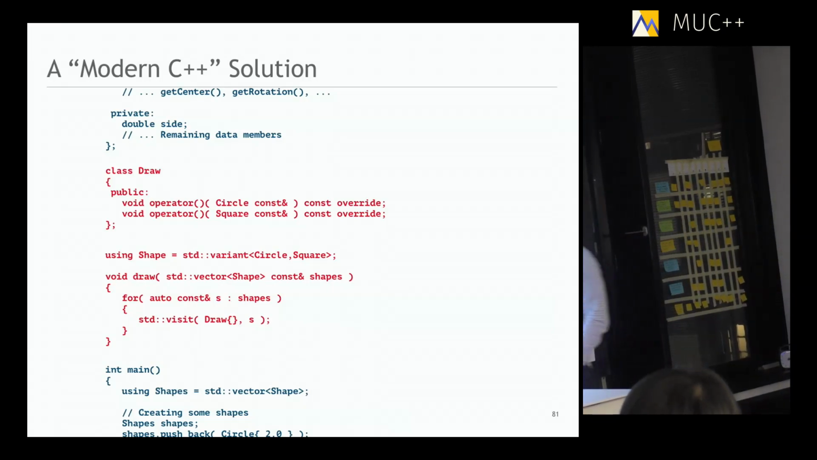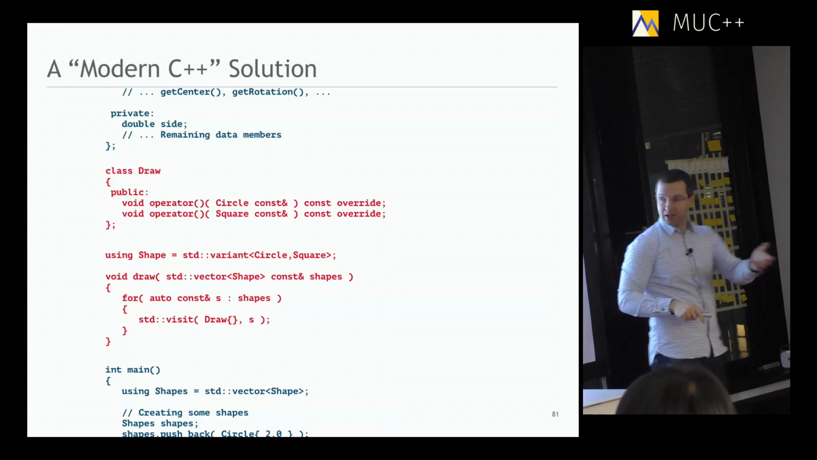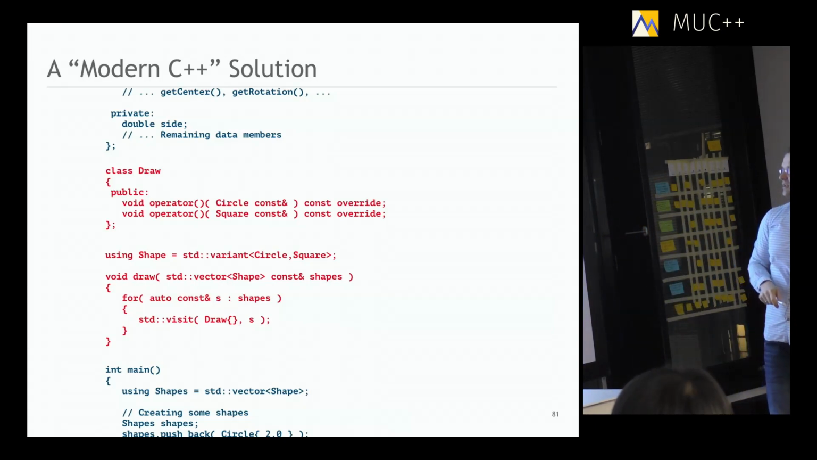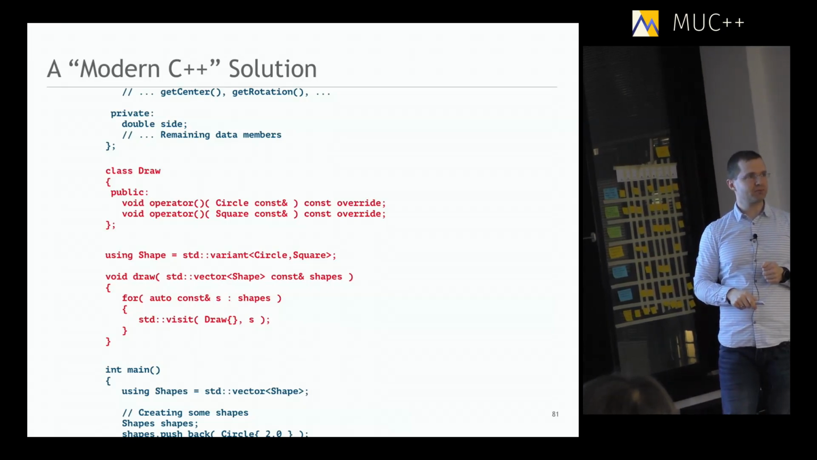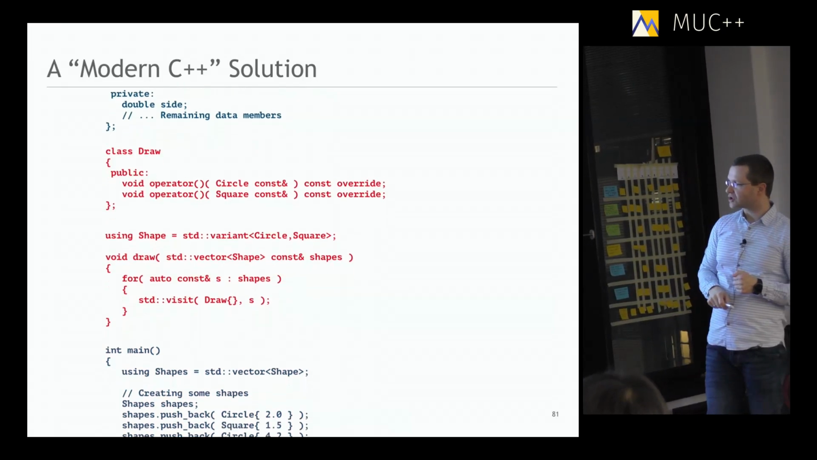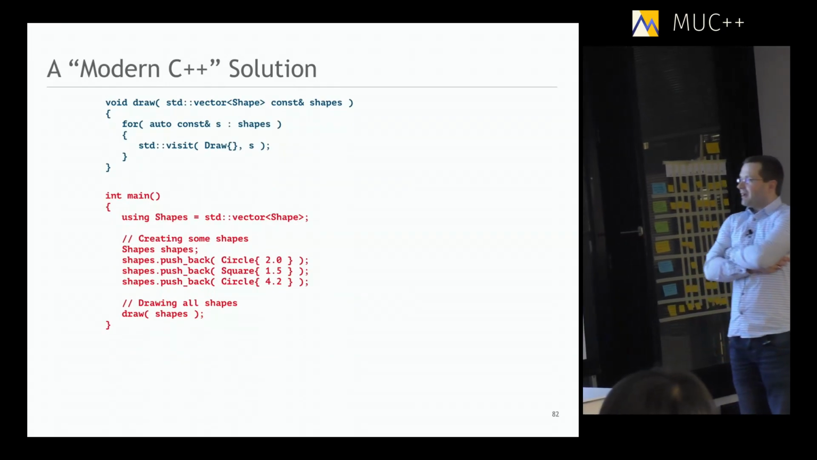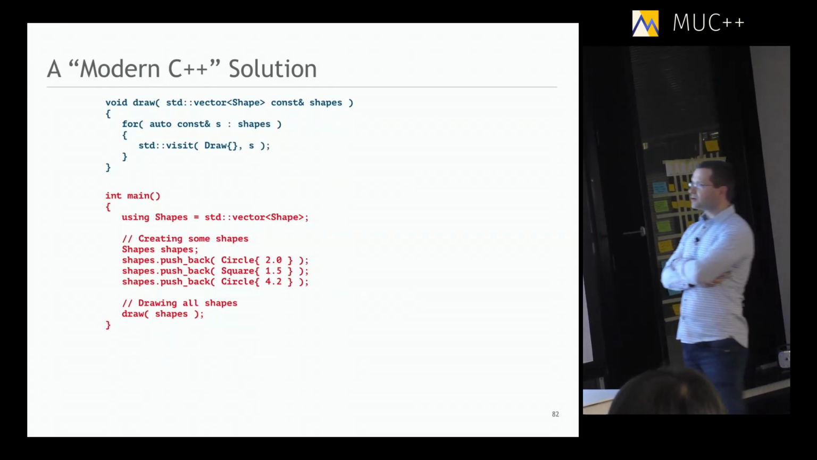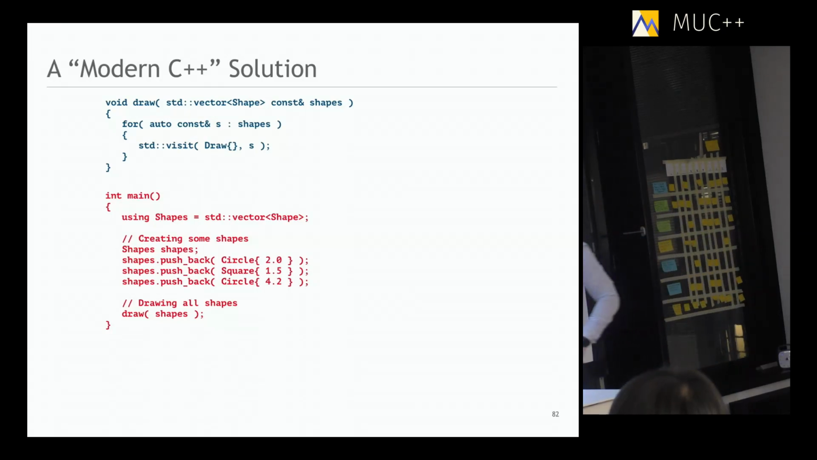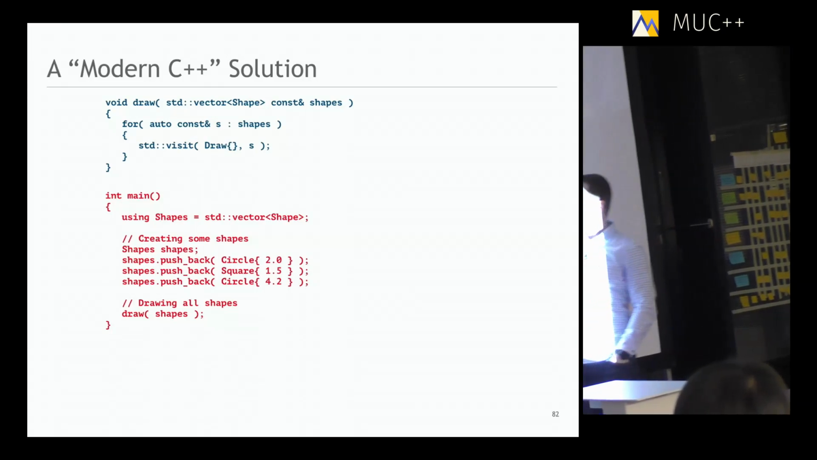Now, I traverse all the shapes and I visit it. This is part of a variant. I apply some operation on a variant. And this visit function magically comes up with the right thing that I currently store inside the variant, calls the right operation and does its job. The main function, okay, it's hard to show you anything that is simpler than this main function. All I need to do is now to create a vector of shape variants. And I can push back circles, squares, and circles.